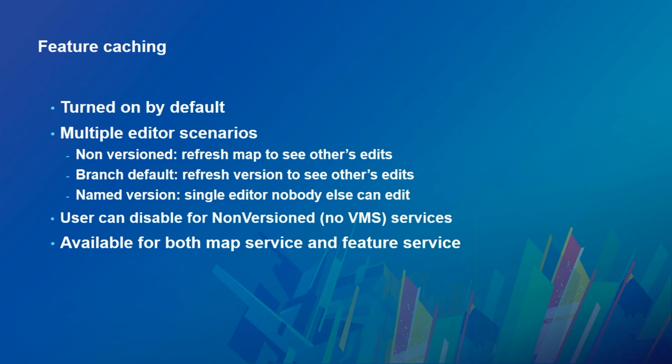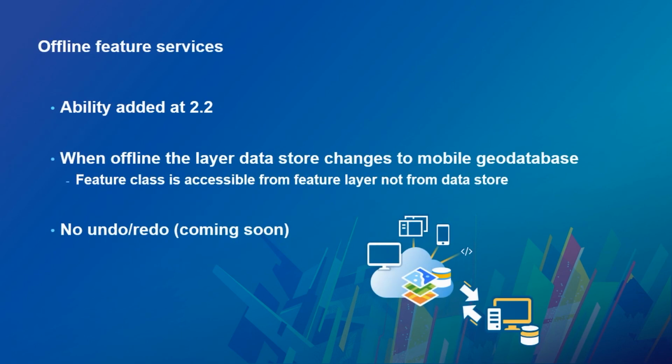With a named version, it's a single editor model, so there should never be anybody editing the data on the back end behind you. So the local cache should always be up to date. If this is a scenario that you're running into a lot, for non-versioned data, you can disable the caching through the layer properties in your map. And the feature cache is available for both map and feature service sublayers.